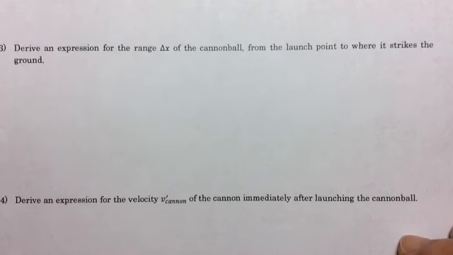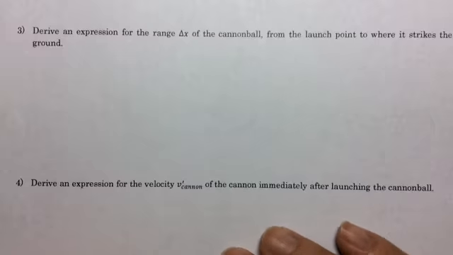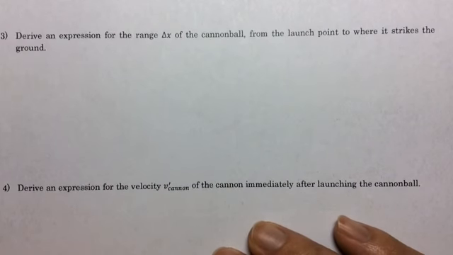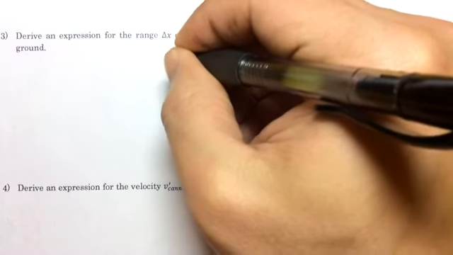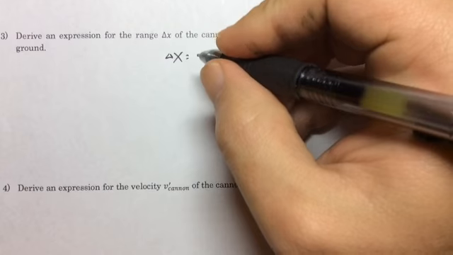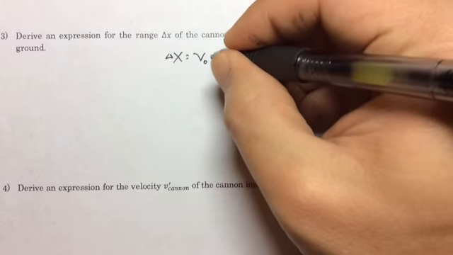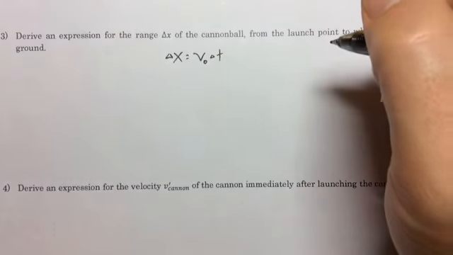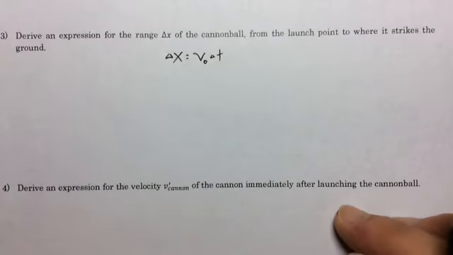And let me go to the top there. It says, number 3, derive an expression for the range x of the cannonball from the launch point to where it strikes the ground. So we're looking at change of position, and it's in the horizontal, and there's no acceleration in the horizontal, so whatever velocity that we had coming out of the gun, if we go for some period of time, we should get that range. Now, do we know the time that it takes to get to the ground?